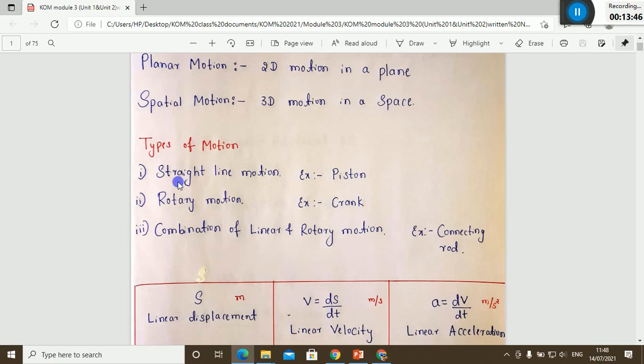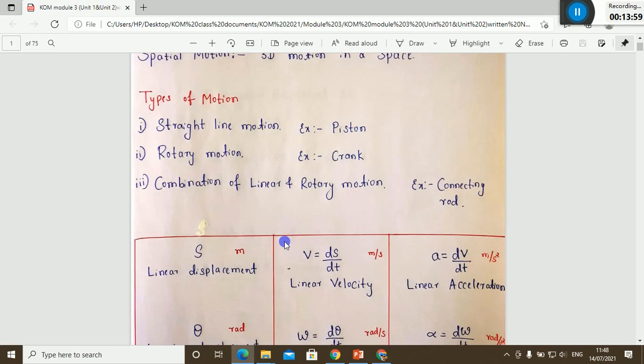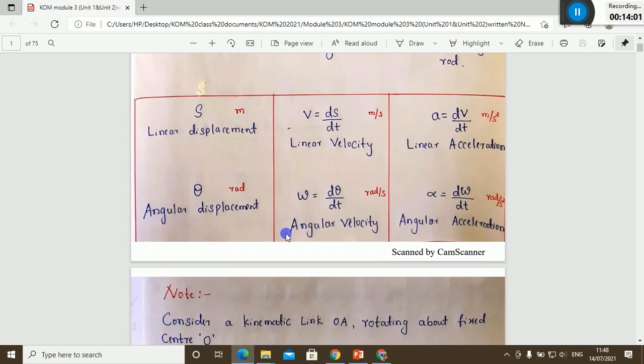So just consider any mechanism, any machine, the kinematic link will have either a straight line motion, or a pure rotary motion, or a combination of both, linear as well as rotary motion. And after that, let me explain. Already you know this. Let me explain once again.